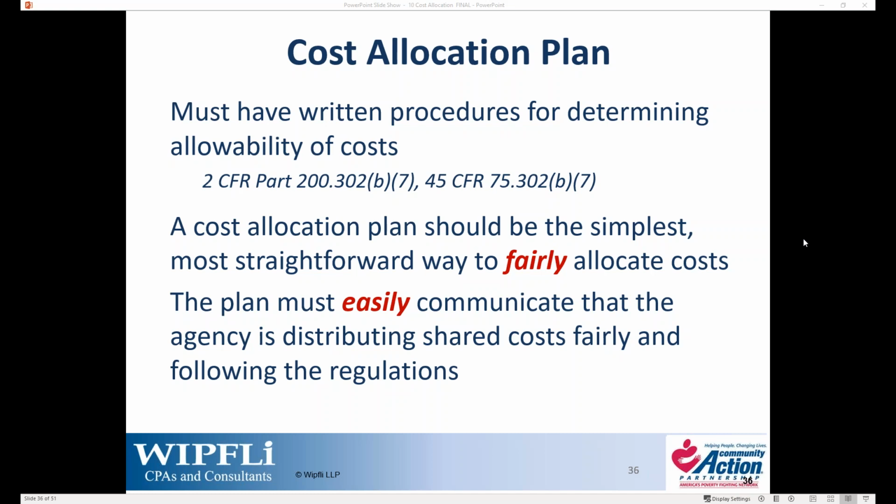It can't be that someone else created it and we just follow it. It's really important for whoever is doing the allocation that they truly understand it, that they can understand how its allocation is based on benefit, and that everyone is being treated the same way.